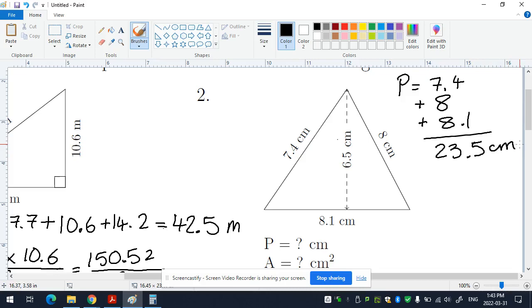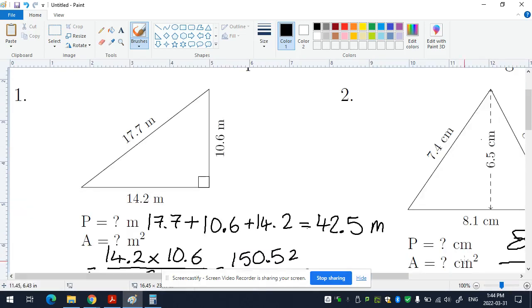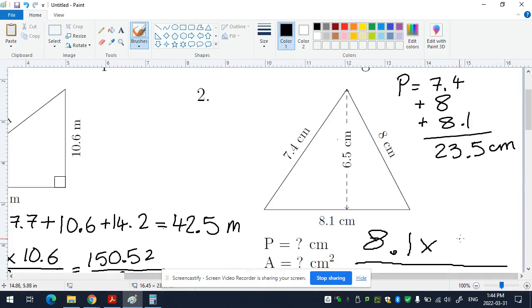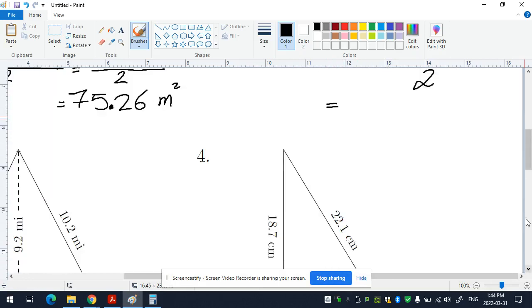How about the area now? Well, the area is base times height divided by 2. So how wide is the base? Just that. 8.1. How high is the height? Height is the vertical distance going straight up. Exactly, 6.5. All divided by 2. Okay, so that would be the top part.